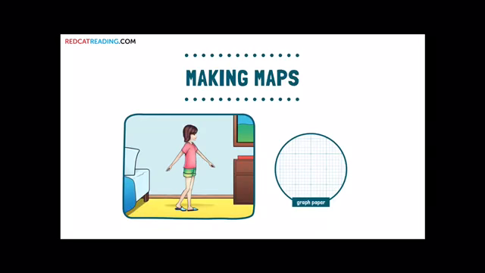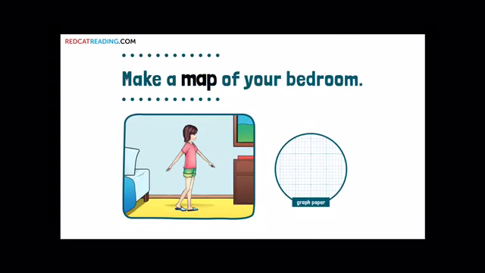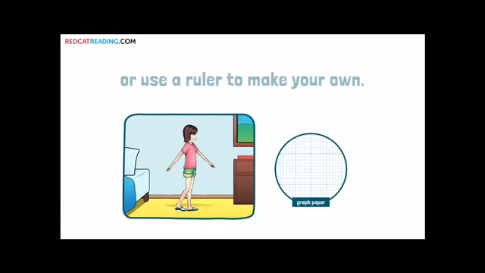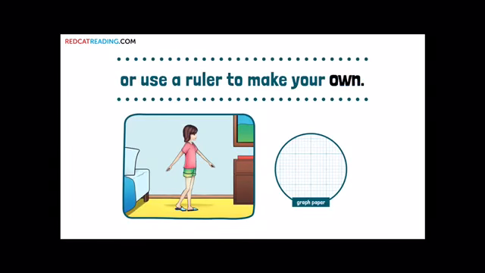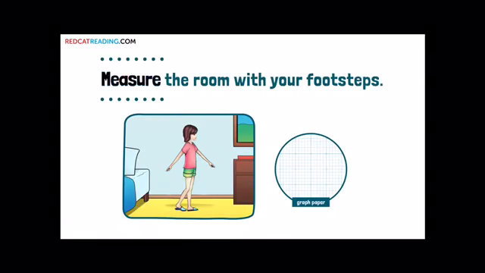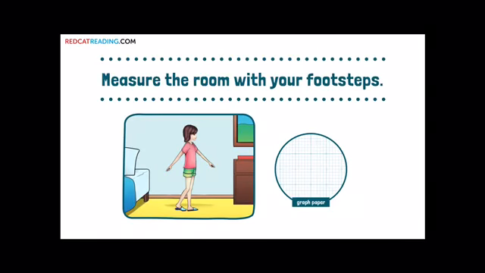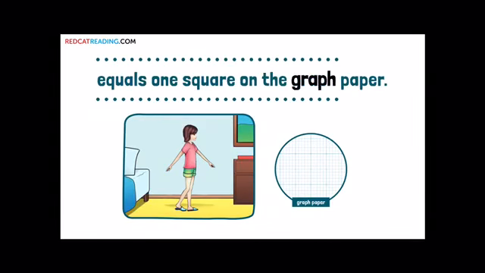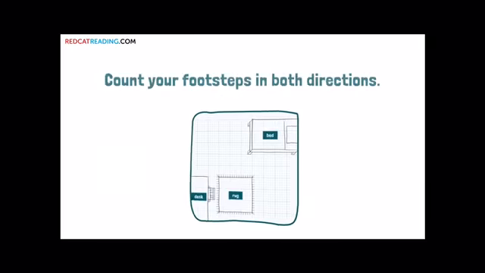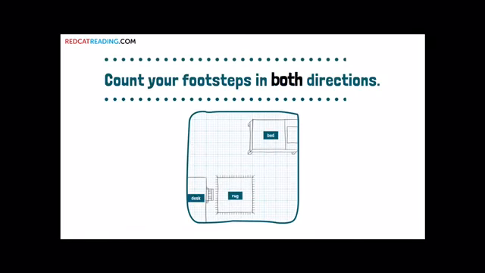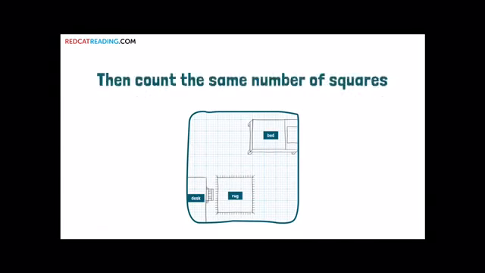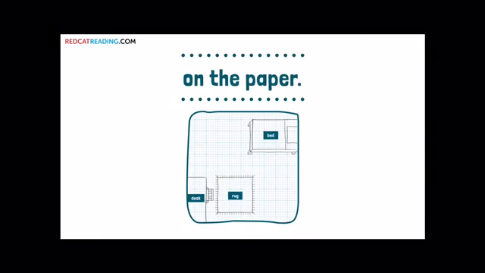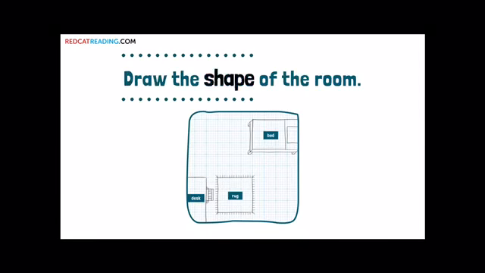Making maps. Make a map of your bedroom. Start with some graph paper or use a ruler to make your own. Measure the room with your footsteps. Each footstep equals 1 square on the graph paper. Count your footsteps in both directions. Then, count the same number of squares on the paper. Draw the shape of the room.